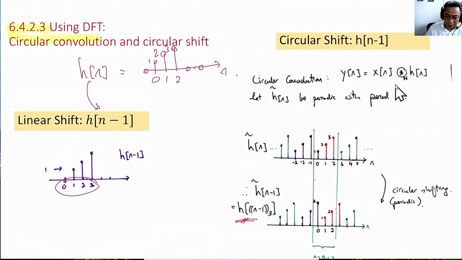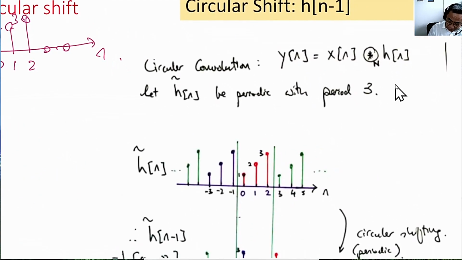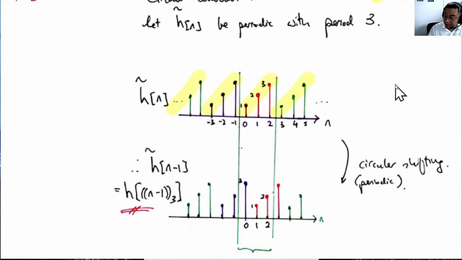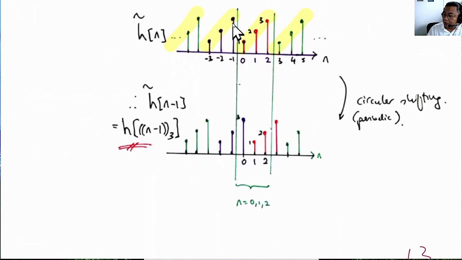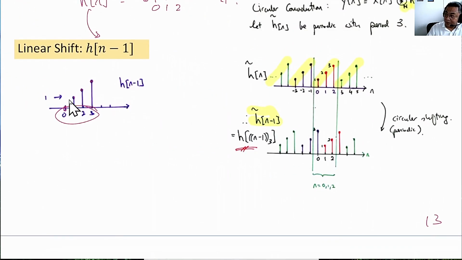Now, what about circular convolution? In this particular case, if h[n] is represented as periodic with 3 samples, then h[n] is actually these 3 samples, and on the left-hand side, they are not zeros, they are just the previous repeating 3 samples. So what happens with h[n-1]? It would not be the same as this result. Instead, this peak will be shifted into here, and h[n-1] is 3, 1, 2.